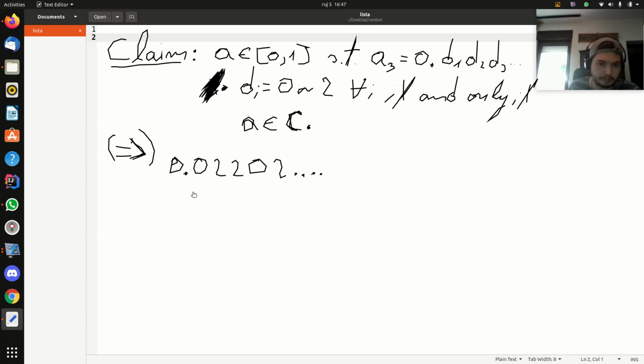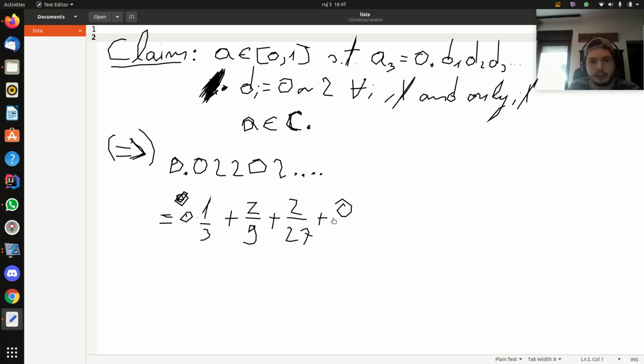This means, well, if we expand it in base 10, this is equal to 0 times 1/3 plus 2/9 plus 2/27 plus 0 over 81, and so on. Okay, so this number is obviously between 0 and 1. So this number is an element of E0.